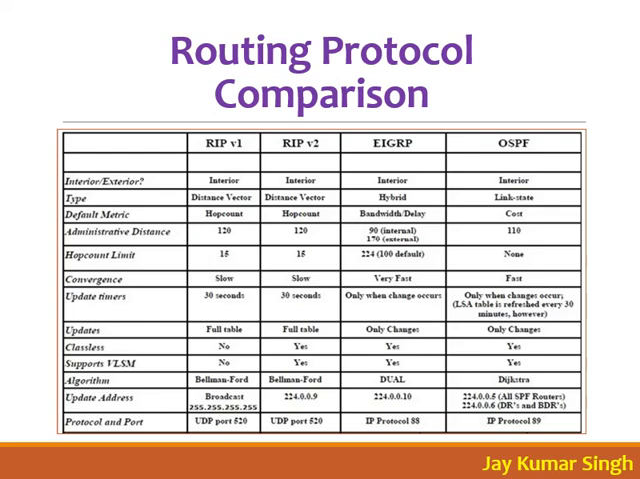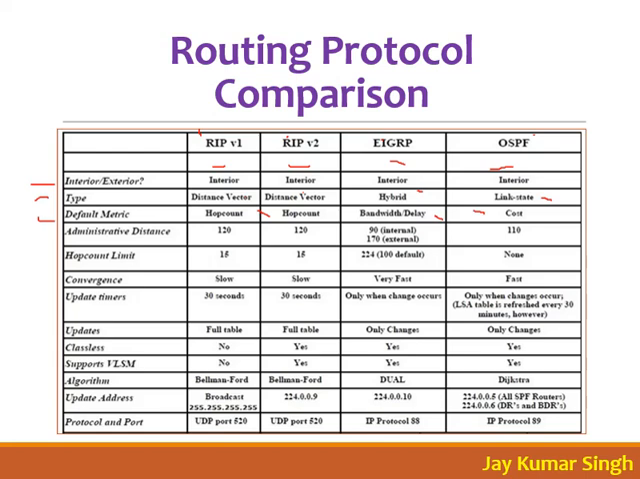Here is a routing protocol comparison. We'll compare RIP version 1, RIP version 2, EIGRP and OSPF. RIP 1, RIP 2, EIGRP and OSPF are all interior gateway protocols. Interior means working within the organization. Type: RIP 1 is distance vector, RIP 2 is also distance vector, EIGRP is hybrid, and OSPF is a link state routing protocol. The default metric of RIP 1 and 2 is hop count, EIGRP is bandwidth and delay, and OSPF is cost, the link cost.